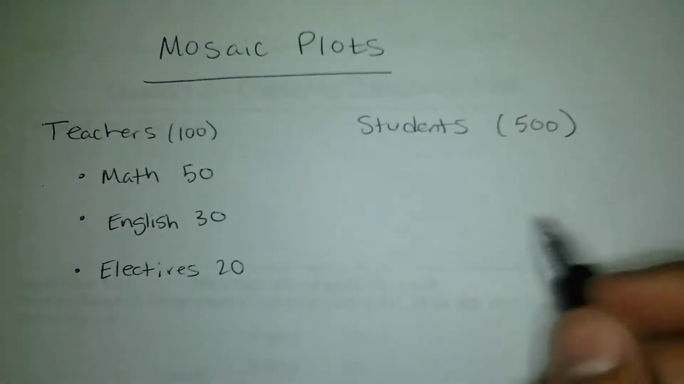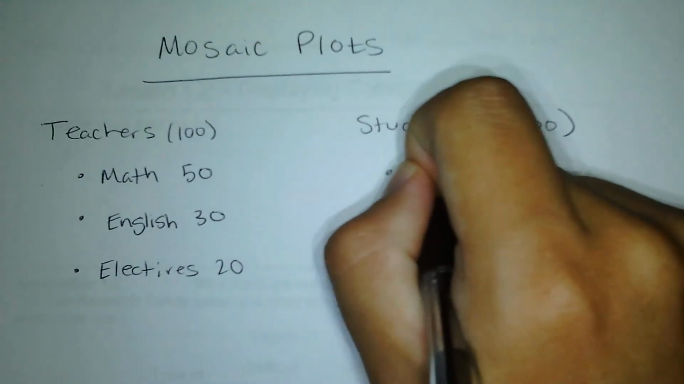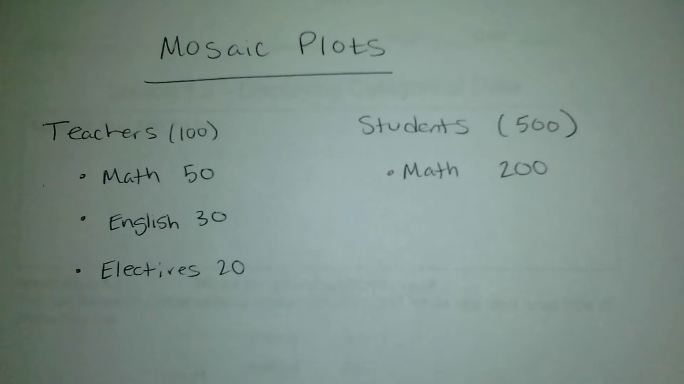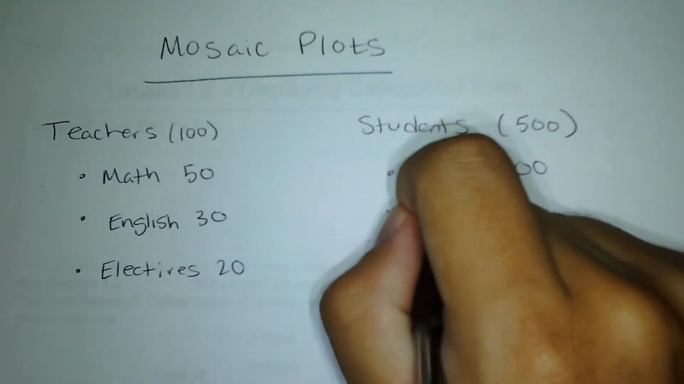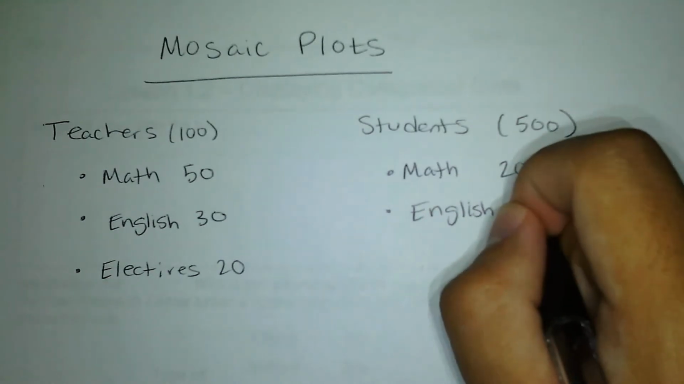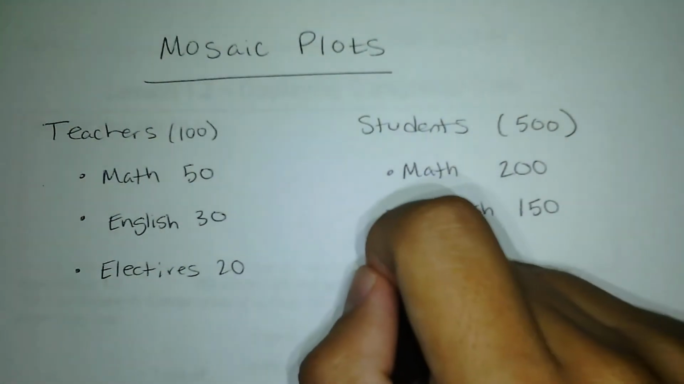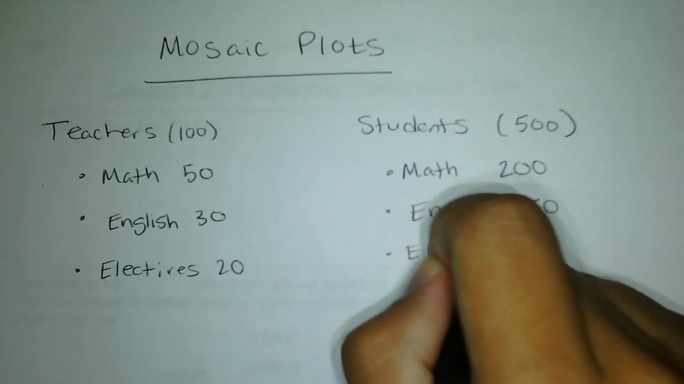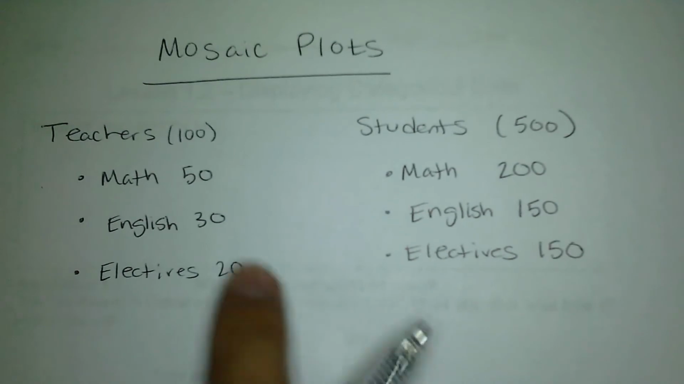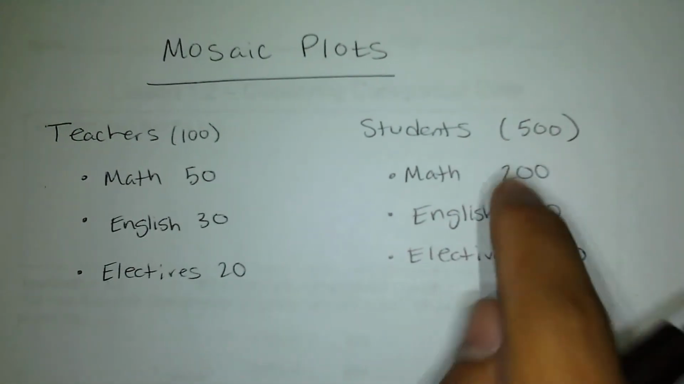So then Mr. Pinto goes and asks students the same question. And students say that for math, well, actually, only 200 students prefer math. For English, maybe it's only 150 students. And then for electives, that would be another 150 students. So I see 50 plus 30 plus 20, 100, 200 plus 150 plus 150, 500.